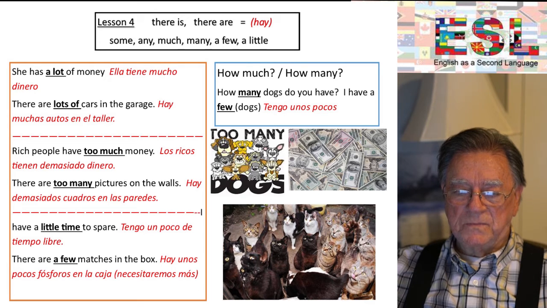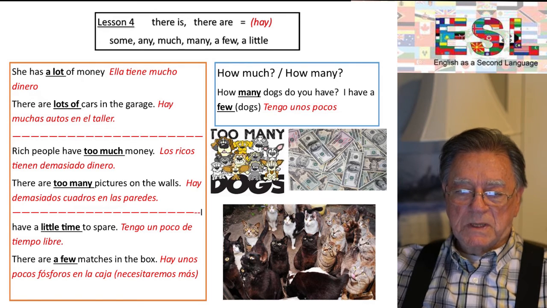If we want to put that in Spanish, we say, los ricos tienen demasiado dinero. Demasiado dinero. We would say the rich people have a lot of money, but if they have too much, it is demasiado in Spanish. The rich people have too much money.